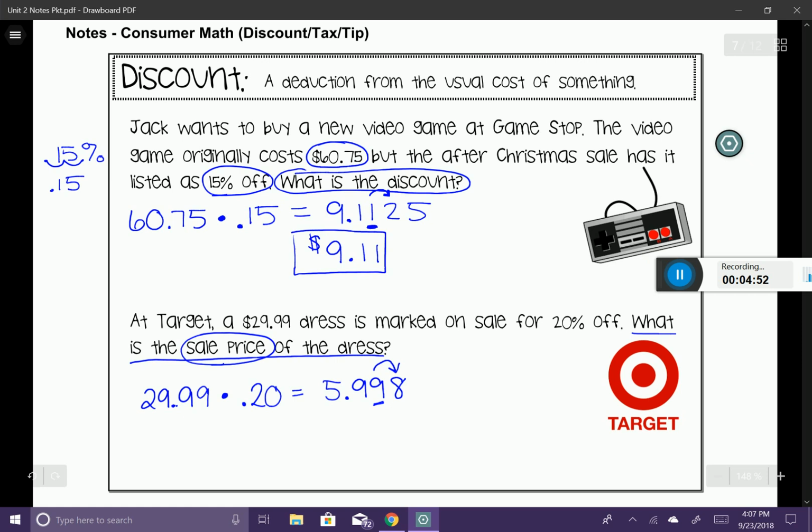But if you think about this in terms of money, don't we have $5.99 and we need to round it up 1 penny? If we round $5.99 up 1 penny, that's going to bring us to $6. So I'm going to go ahead and change that to $6. I'm not done with this question.